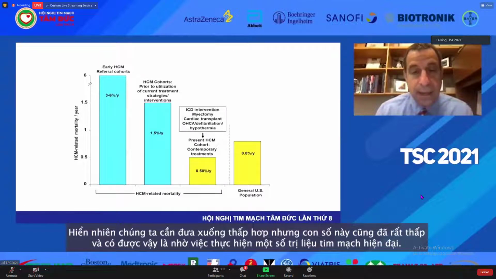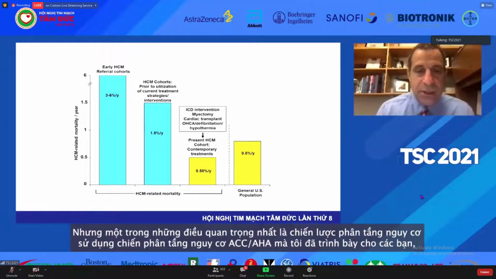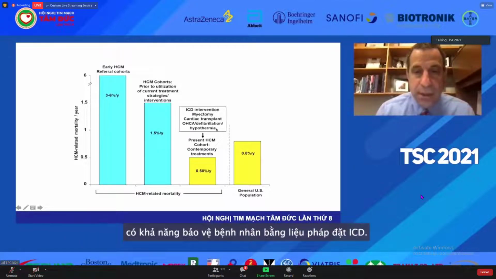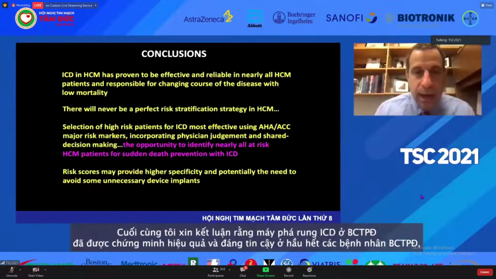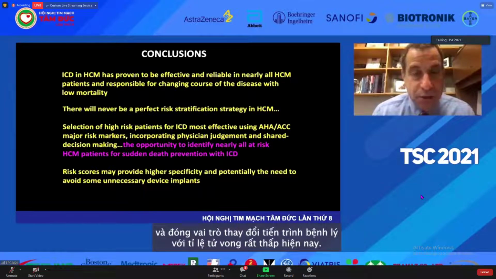Obviously, we need to get that lower, but that itself is very low, and it's being driven by the implementation of a number of contemporary cardiovascular treatments, but one of the most important is the risk stratification strategy using the AHA-ACC risk factor strategy I showed you, with, of course, the ability to protect those patients with ICD therapies. On that note, I'll conclude by saying the ICD in HCM is proven to be effective and reliable in nearly all HCM patients and responsible for changing the course of the disease, now with very low mortality.